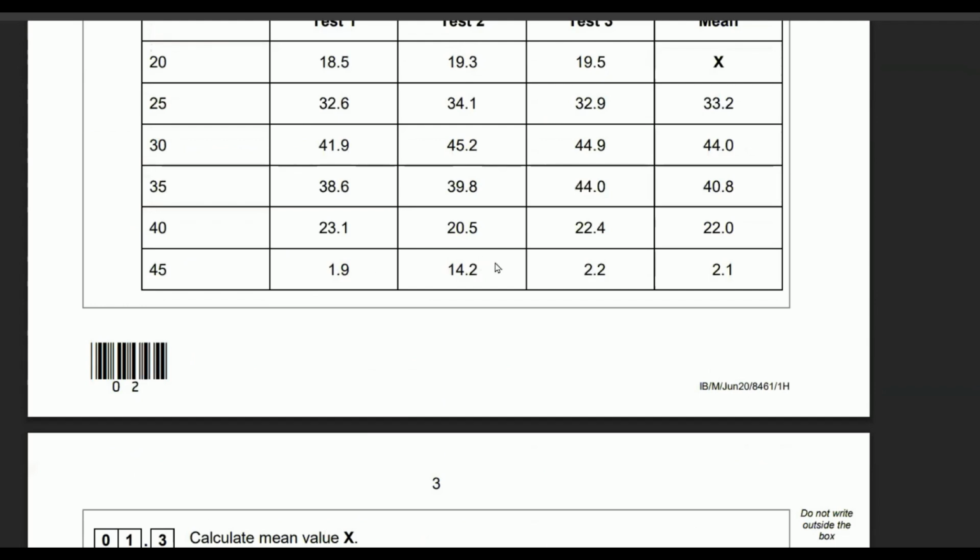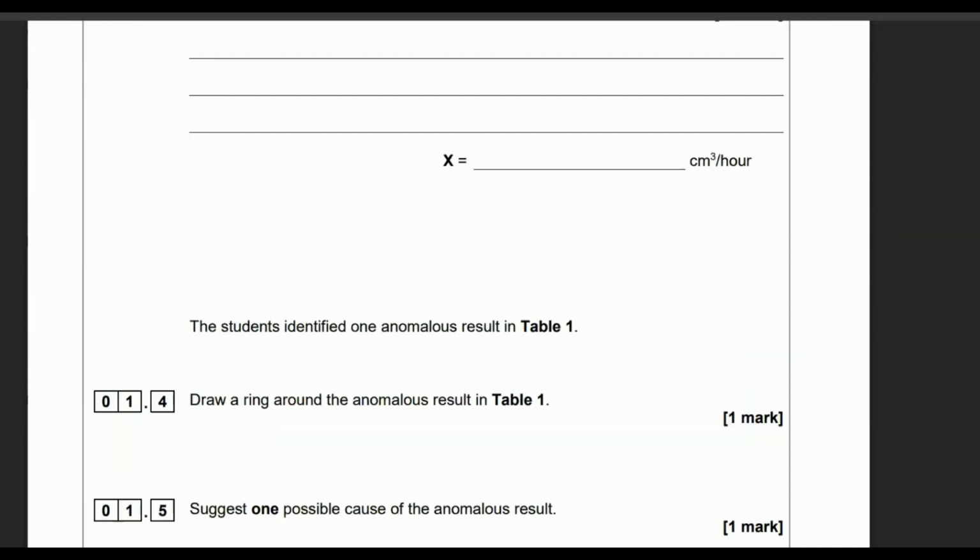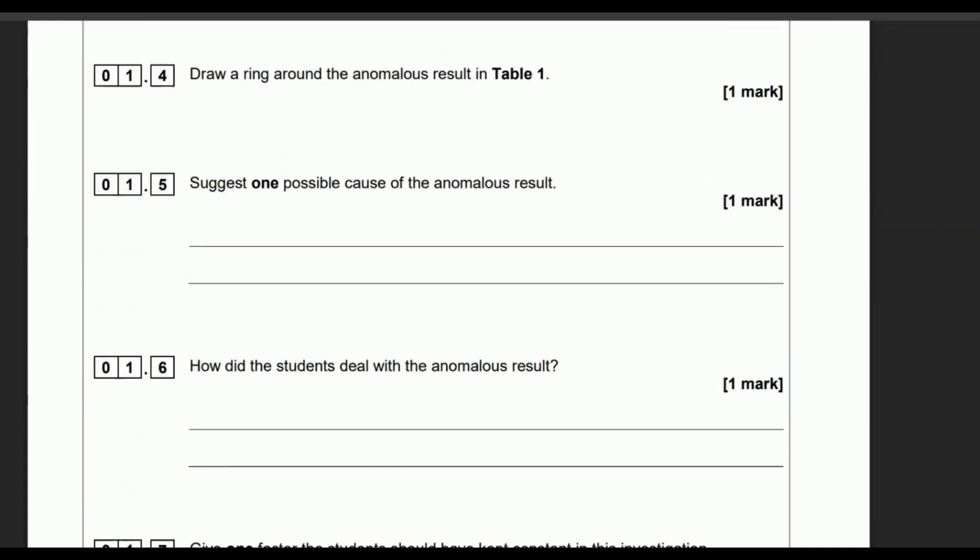And I believe they've done the right thing, because look, 1.9 plus 2.2, what's that? 4.1, something like that. So it looks like they have, and then divided by two. Yeah, they've done that. So they've taken the anomaly out of the mean calculation, and they've done 1.9 plus 2.2 divided by 2, which is 2.05, and then they've rounded to 2.1.